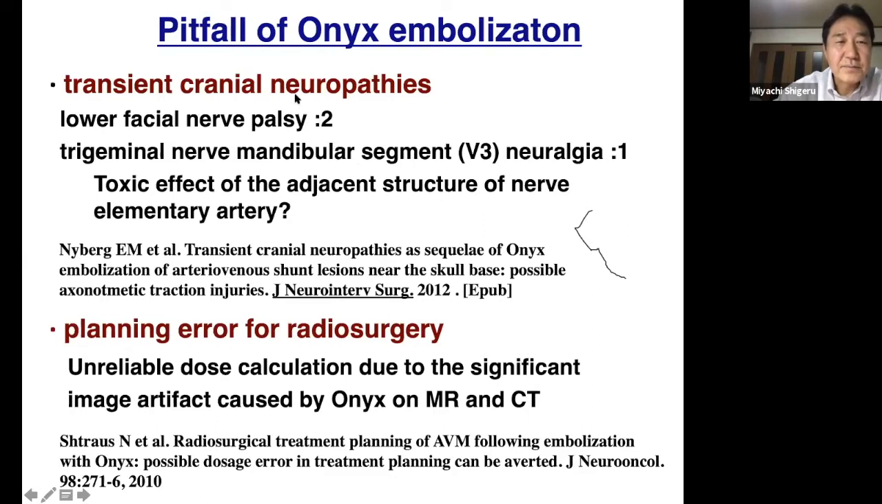And also, the pitfall of Onyx embolization is cranial nerve palsy. For example, the trigeminal nerve mandibular segment neuralgia. I think that is due to the side effect of the DMSO. This is very toxic for the cranial nerves. And also the artifact. I showed a big artifact on the CT scan and also the MRI. That may cause a planning error for radiosurgery. So the Onyx embolization is not a so good indication for before the radiosurgery.